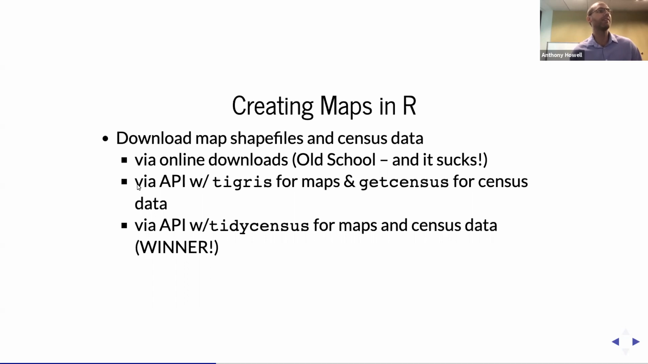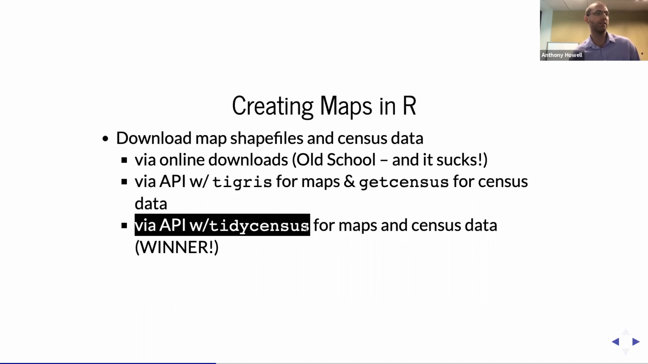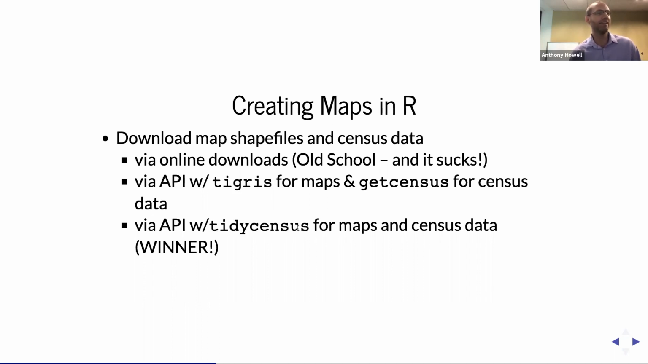Luckily, with new advances, we have much better methods that don't require us to manually download and point R to the correct file path, using census APIs. There are two approaches that we're going to look at. In this video, we'll look at the second approach, and then in the next video, we'll look at the easiest way to combine the maps and census data analysis, the tidycensus package.